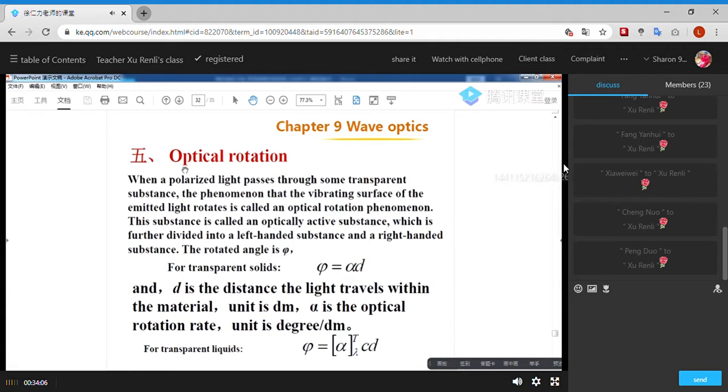And here about the optical rotation effect is something we are concerned for medical students. So this is why we have studied this chapter, because some of the formulas of medicine are concerned with the wave optics.